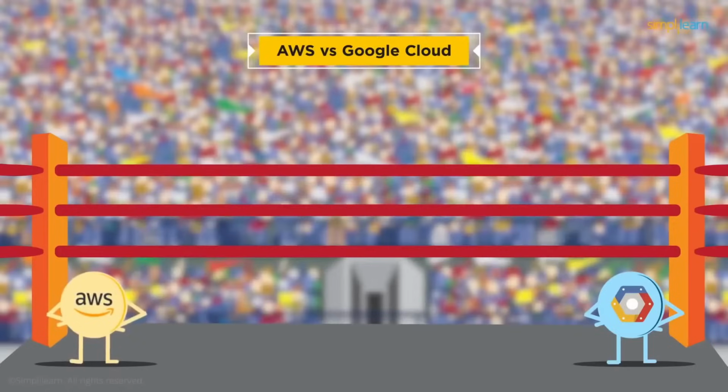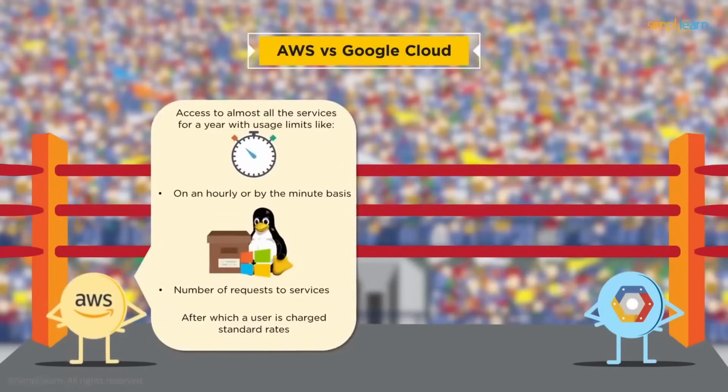Now, let's talk about things you get for free. With AWS, you get access to almost all the services for an entire year with usage limits. Now, these limits include an hourly or by-the-minute basis. For example, with Amazon EC2, you get 750 hours per month. You also have limits on the number of requests to services. For example, with AWS Lambda, you have 1 million requests per month. Now, after these limits are crossed, you get charged standard rates.